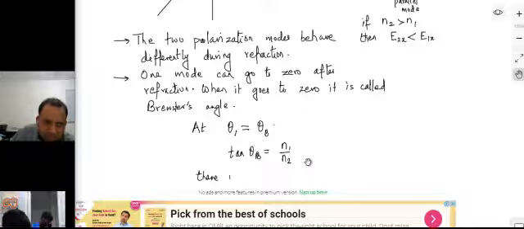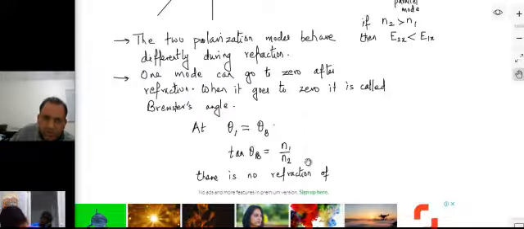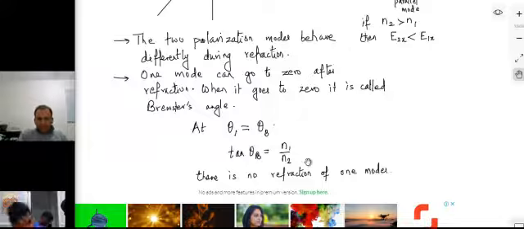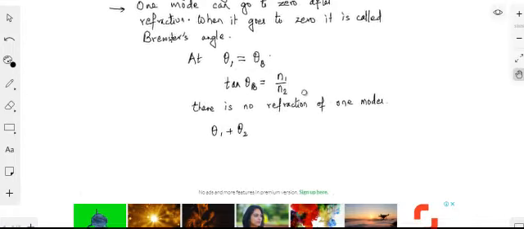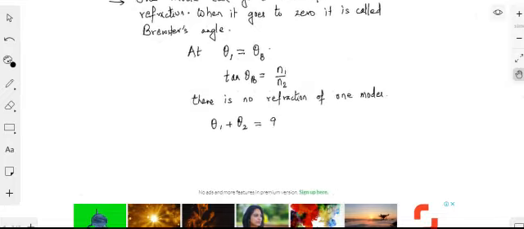There is no refraction of one of the modes. It is reflection and refraction actually. Okay. But one more condition you should remember is that at theta 1 equal to theta b, the incident angle plus the refracted angle, theta 1 plus theta 2, is exactly equal to 90 degrees or pi by 2.